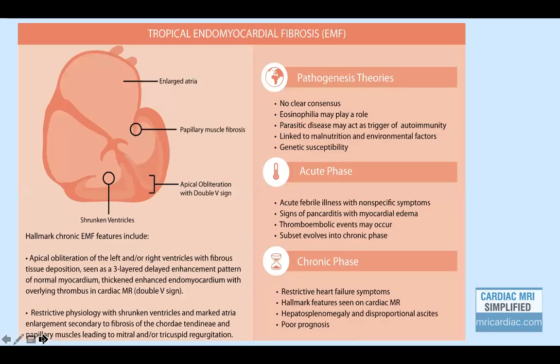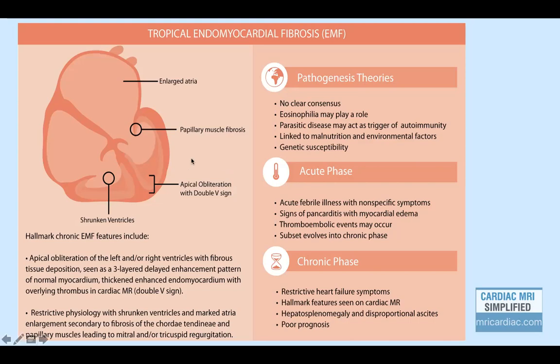So, in this tropical endomyocardial fibrosis, there are different theories for pathogenesis: eosinophilia, parasitic disease, autoimmune causes, malnutrition, or other environmental factors are a few of them. The disease could either be in the acute phase, which clinically presents as febrile illness, pancarditis, or thromboembolic events, or more commonly seen as the chronic phase, which presents with restrictive heart failure symptoms, along with hepatosplenomegaly and ascites. Sometime back, due to Kerala fever, there were a lot of cases of endomyocardial fibrosis, which are still being followed up.